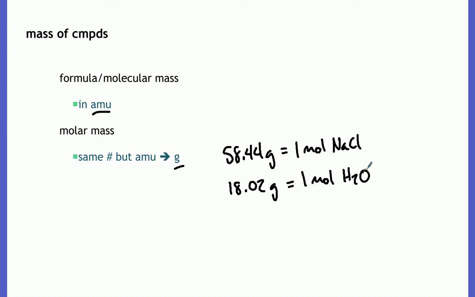Remember, the density of water is 1 gram per milliliter. So 18.02 grams is 18.02 milliliters, roughly 20 milliliters. That is less than a big mouthful of water, and that's 6.022 times 10 to the 23rd molecules. But this is what we're going to use because we can actually measure it. Those AMU units are not all that useful in the lab.